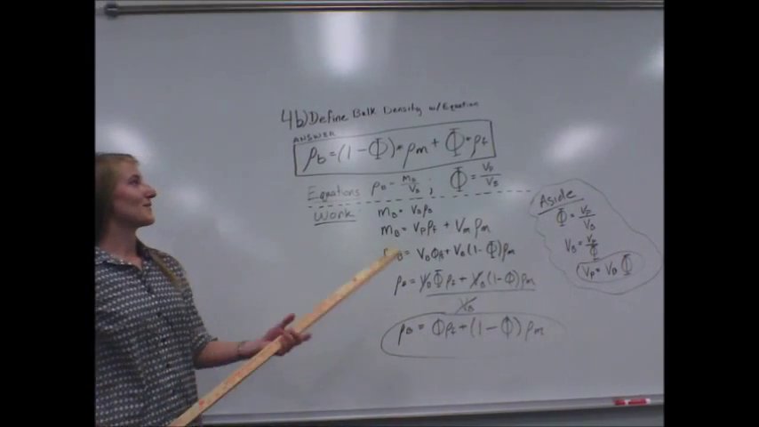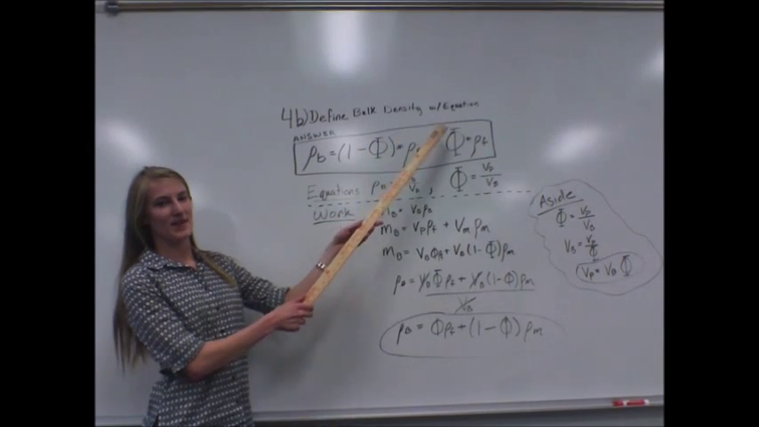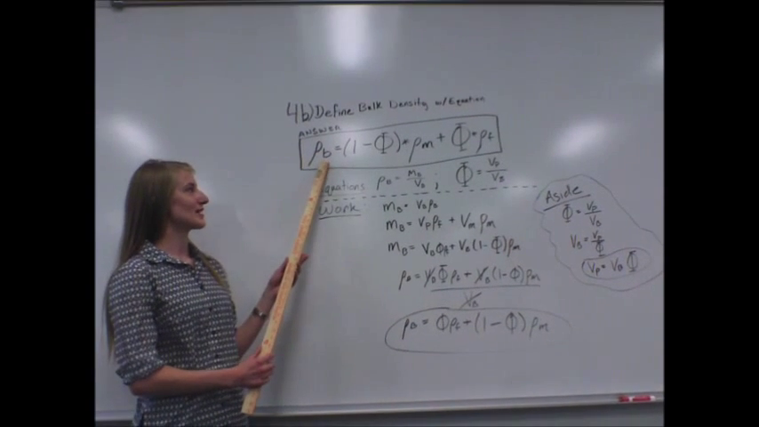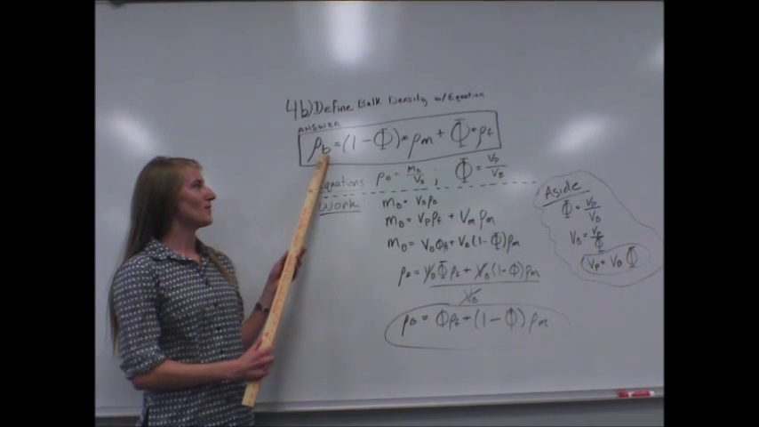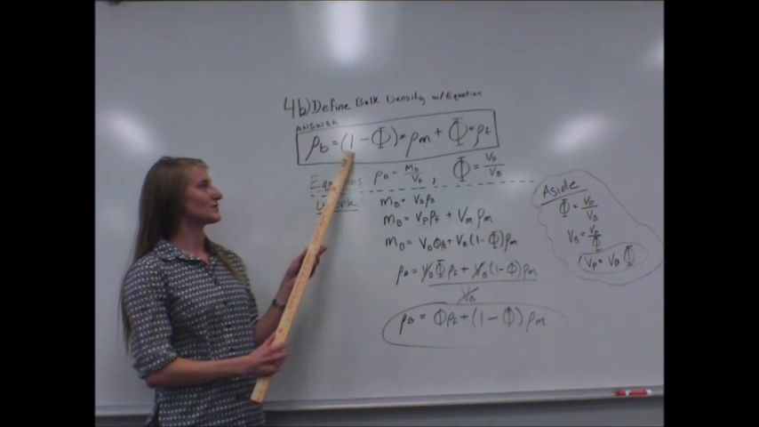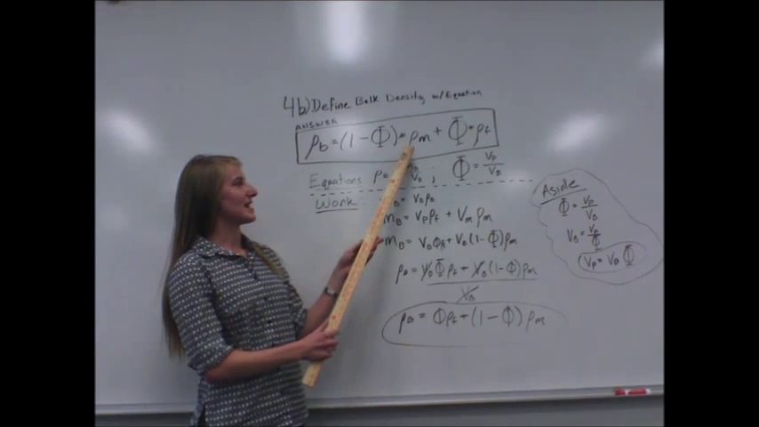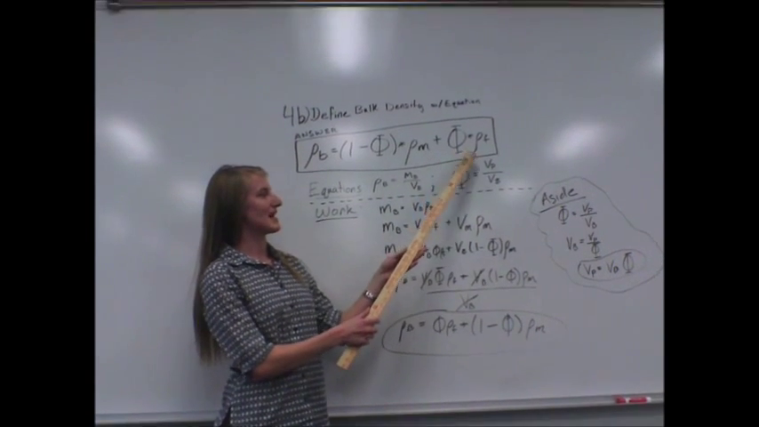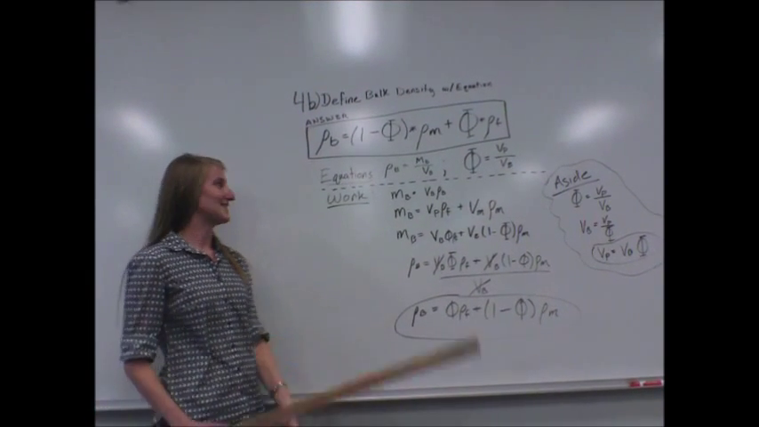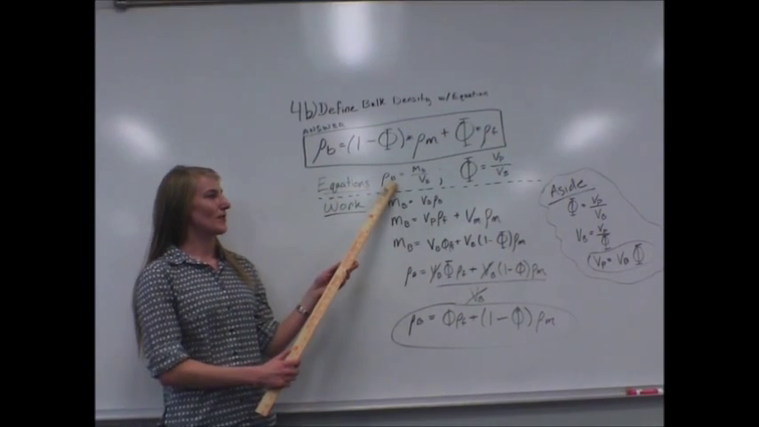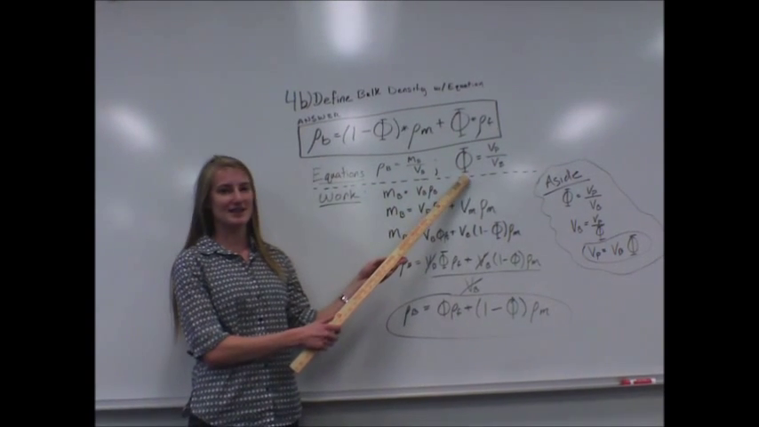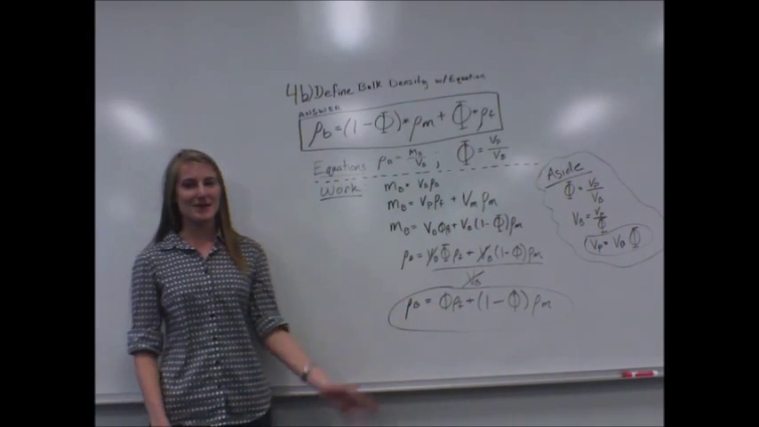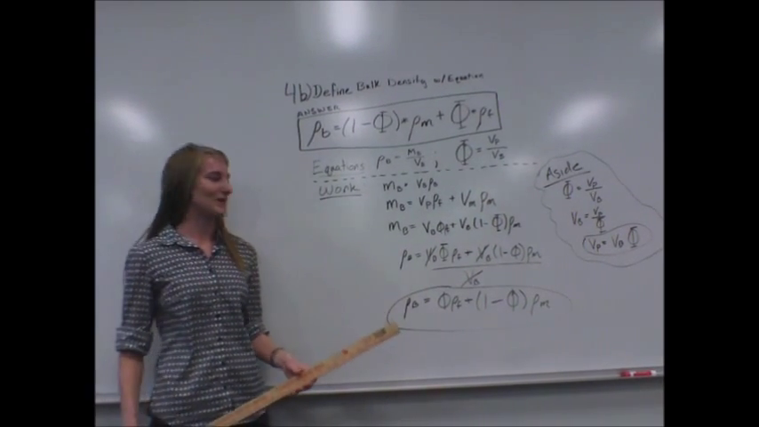For question 4b, we were asked to define the bulk density with an equation. We know from the slides and lecture that eventually we're going to end with rho B, so the bulk density is equal to 1 minus porosity times the matrix density plus porosity times the fluid density. But how do we get there? We start out with the equations for density, which is mass over volume, and porosity, which is pore volume over bulk volume. From there, we can manipulate them and eventually get them into the equation that we want to see.